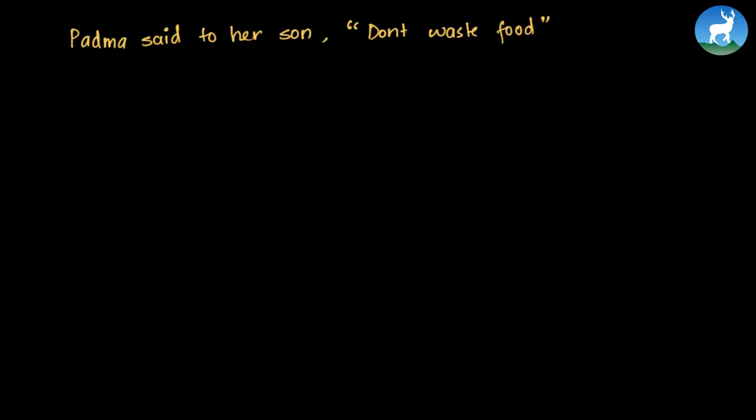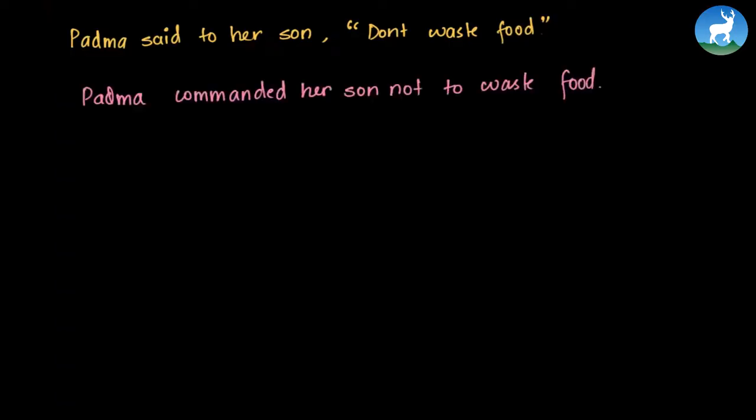Let's see a few examples. Padma said to her son, "Don't waste food." The sentence is changed into indirect form by saying Padma commanded her son not to waste food. So here, said is converted to commanded. You can also use advised, but since this is a command that Padma is giving to her son, I use the word commanded. We remove the quotation marks, and don't is converted to not to. So Padma commanded her son not to waste food.